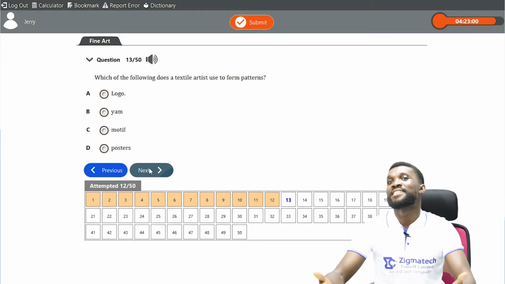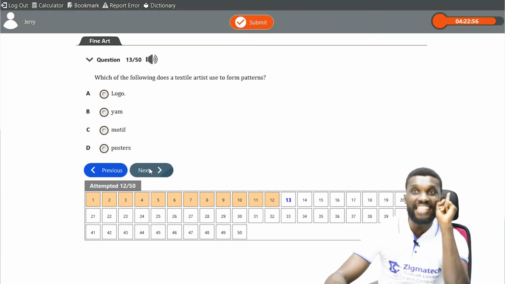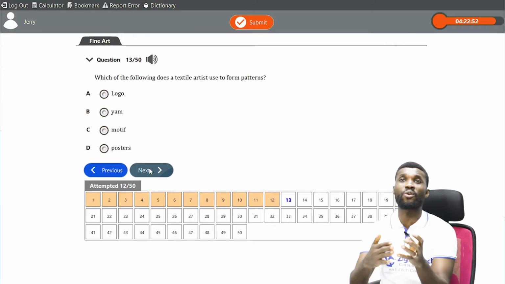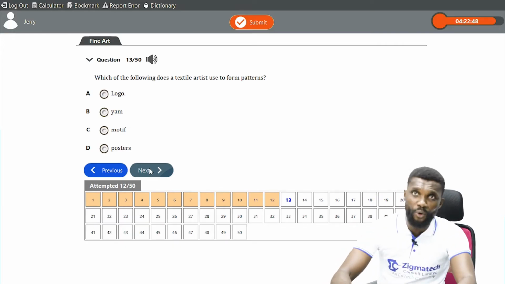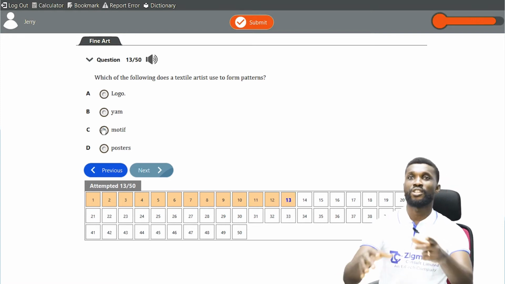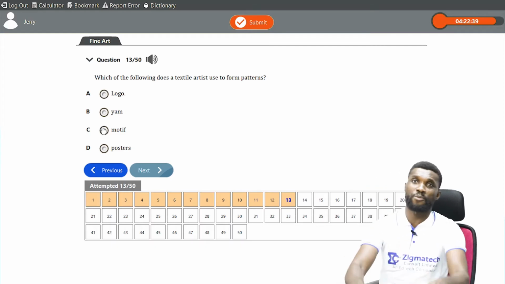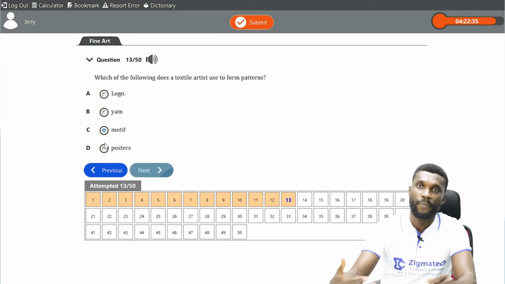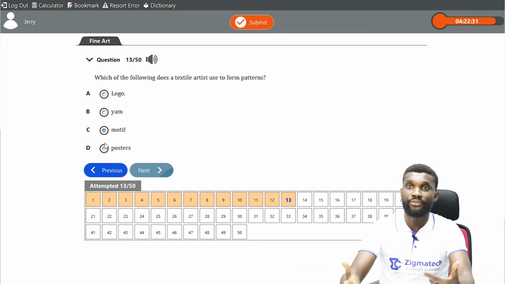You eat yam. C, you have your motif. Now motif is a unit of design. So what do they use to form their pattern? The constant repetition of motif creates pattern. Therefore, our answer is C. Because it is out of motif that you create patterns. And then if you see the option D, it is your regular poster. Posters, that's what your politicians and your churches use. They use it to invite people and inform them about their different programs.